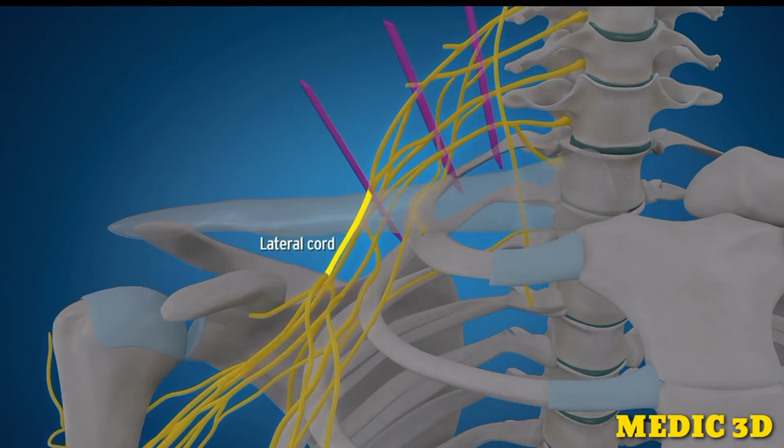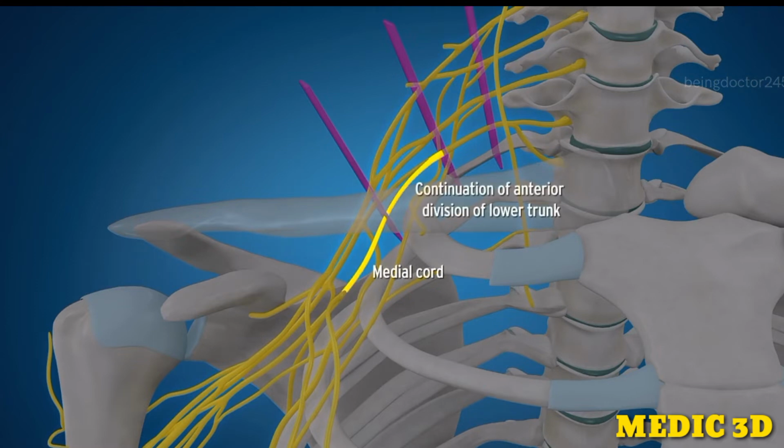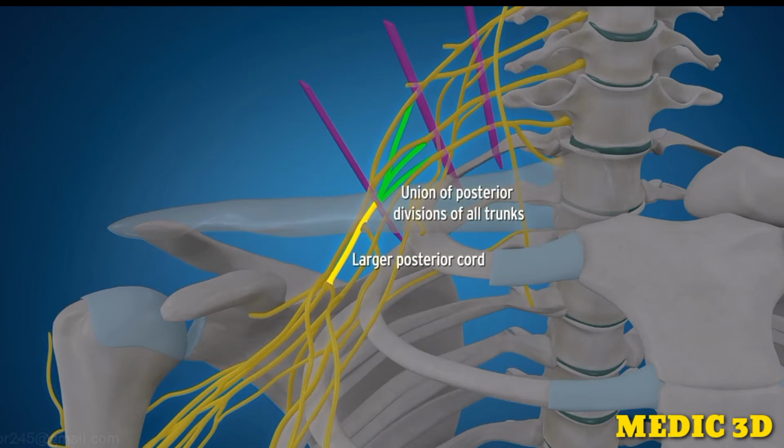The lateral cord is formed by the union of the anterior divisions of the upper and middle trunks. The medial cord is the continuation of the anterior division of the lower trunk. The larger posterior cord is formed by the union of the posterior divisions of all the trunks.